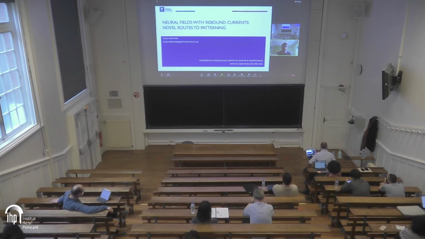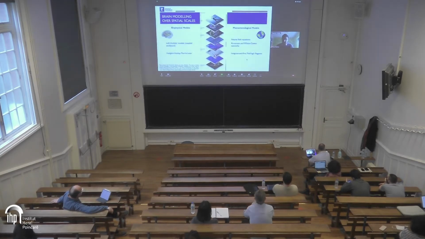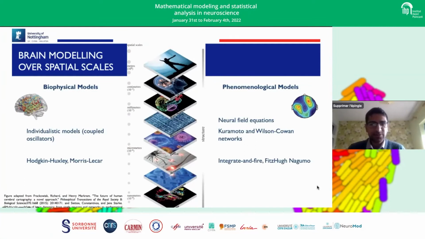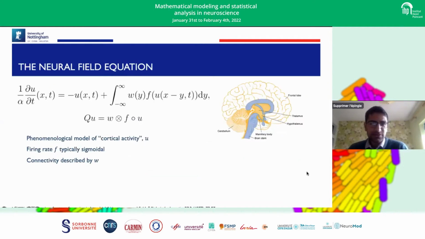So I want to begin just by looking at brain modelling as a whole. The brain is inherently a multi-scale object, and this is reflected in the way it's modelled. At the single cell level, you've got things like Hodgkin-Huxley, which do a good job of modelling single cell dynamics, all the way up to whole brain regions, which are modelled effectively by the neural field type model. So this is what I want to talk about first, the neural field equation.